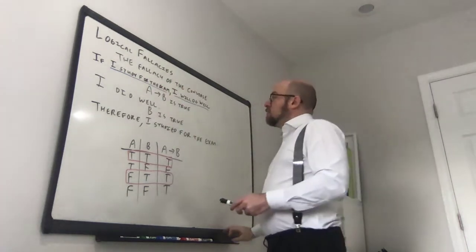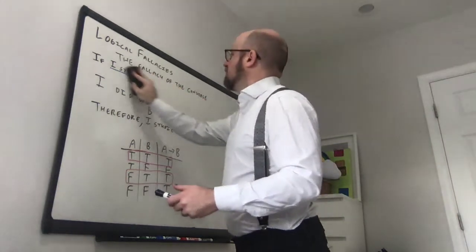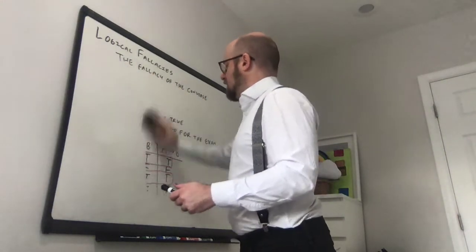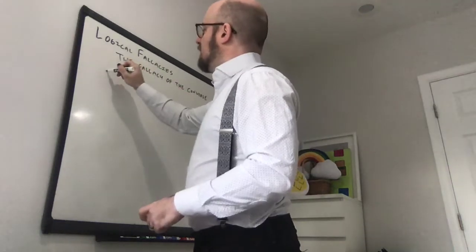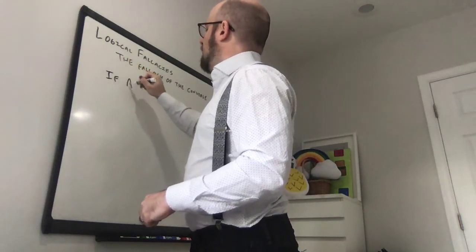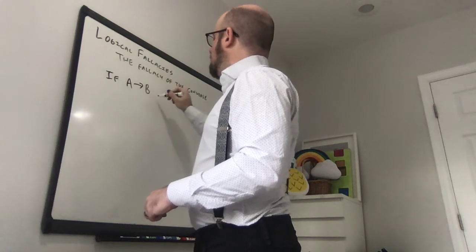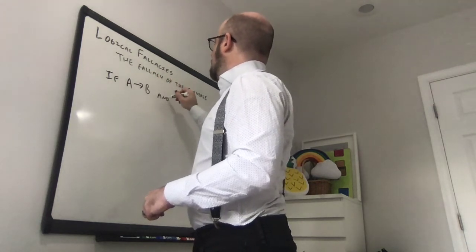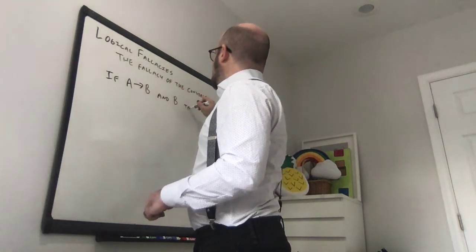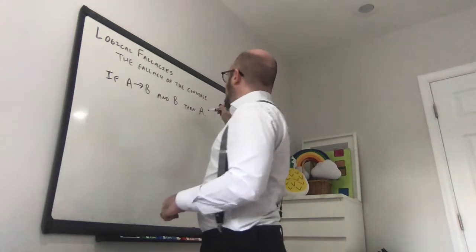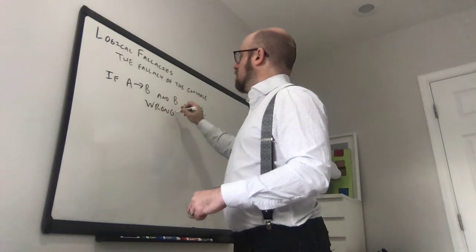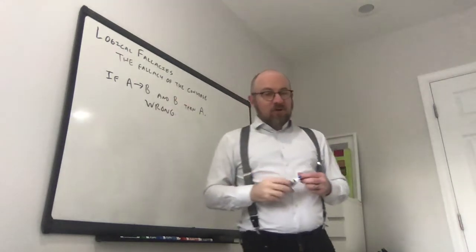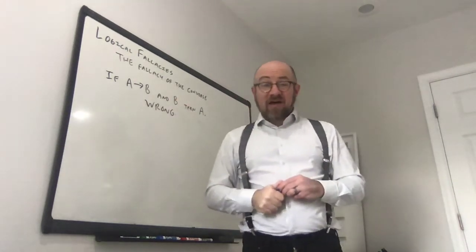Okay? So the fallacy of the converse is always set up in this way, right? So it will always say something like, if A implies B and B, then A. And this is wrong. Okay, this is a bad argument. People use these kinds of bad arguments all the time, though, right?